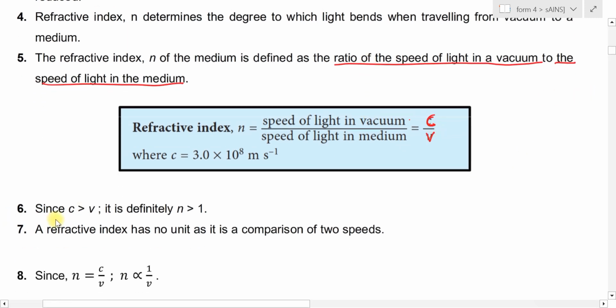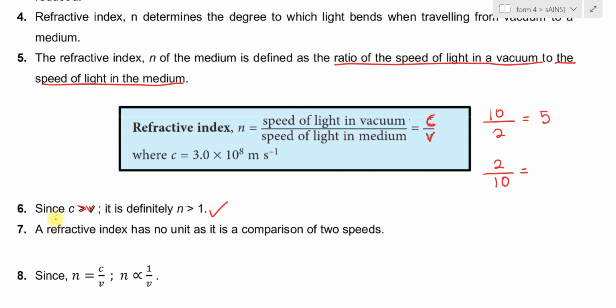Baik, kita tahu c ni maximum speed of light. So c ni mesti greater than v. So you punya refractive index always greater than 1 because when a greater number dividing a smaller number, okay, you will always get the value more than 1. Kalau smaller number divided by greater number, always less than 1. Contohnya 0.2.